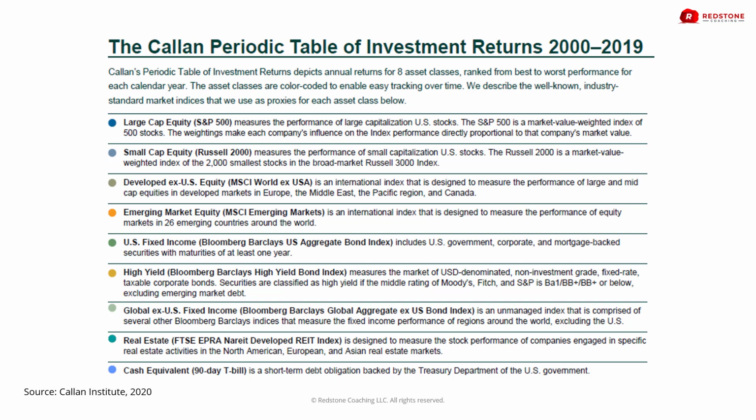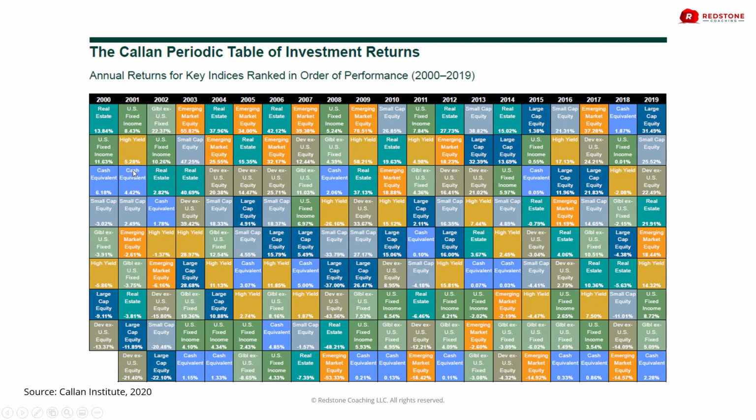Now, I'm going to show you this crazy, ridiculous looking table. What I have on the slide right now is the Callan periodic table of investment returns from 2000 to 2019. You can see at the top that it depicts annual returns for 8 asset classes. All these dots are showing these colors. These are 8 different asset classes. This next page shows the return profiles for these different asset classes, and you can see it's a crazy checkerboard.